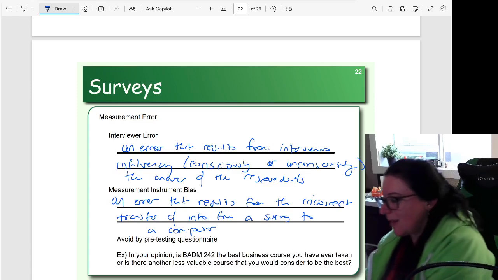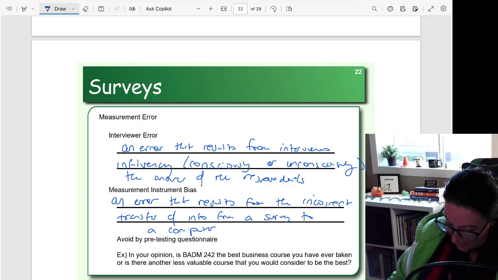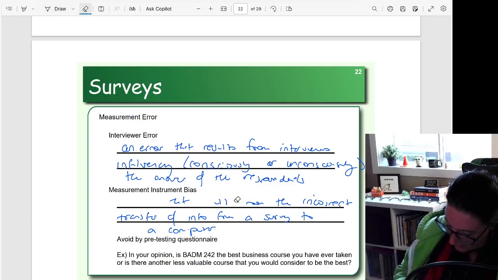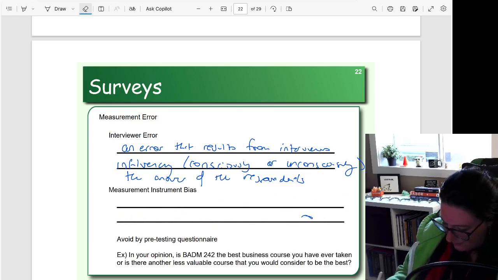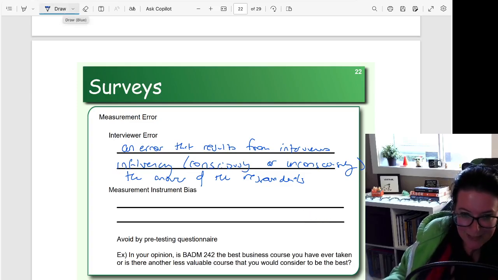And that's not the right definition at all. Let's try that again. That's because that's processing error, a transcription error. Wait a second, this doesn't make any sense. Okay, measurement instrument bias. Let's try this again.